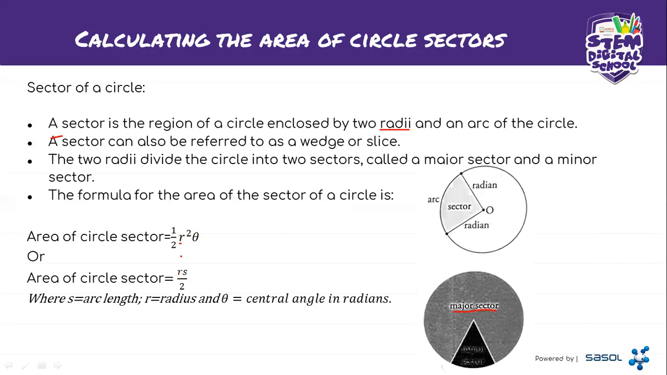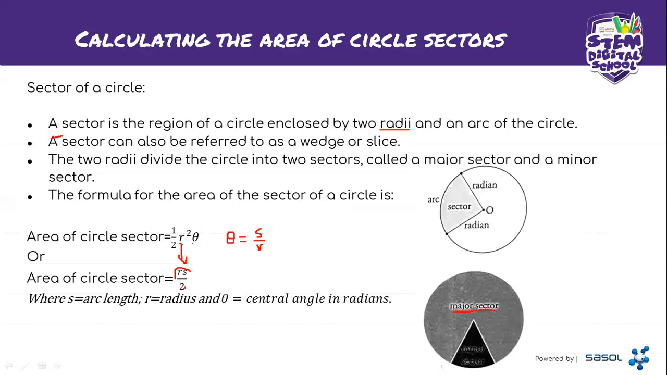But how do they move from this to this one? How did they obtain this one? Now, if you remember the previous slide that we dealt with, where we were talking about how we calculate theta, we said theta is equal to S over R, right? Now, where you see theta, you substitute with this S over R. Then you're going to obtain this, R multiplied by S over 2.